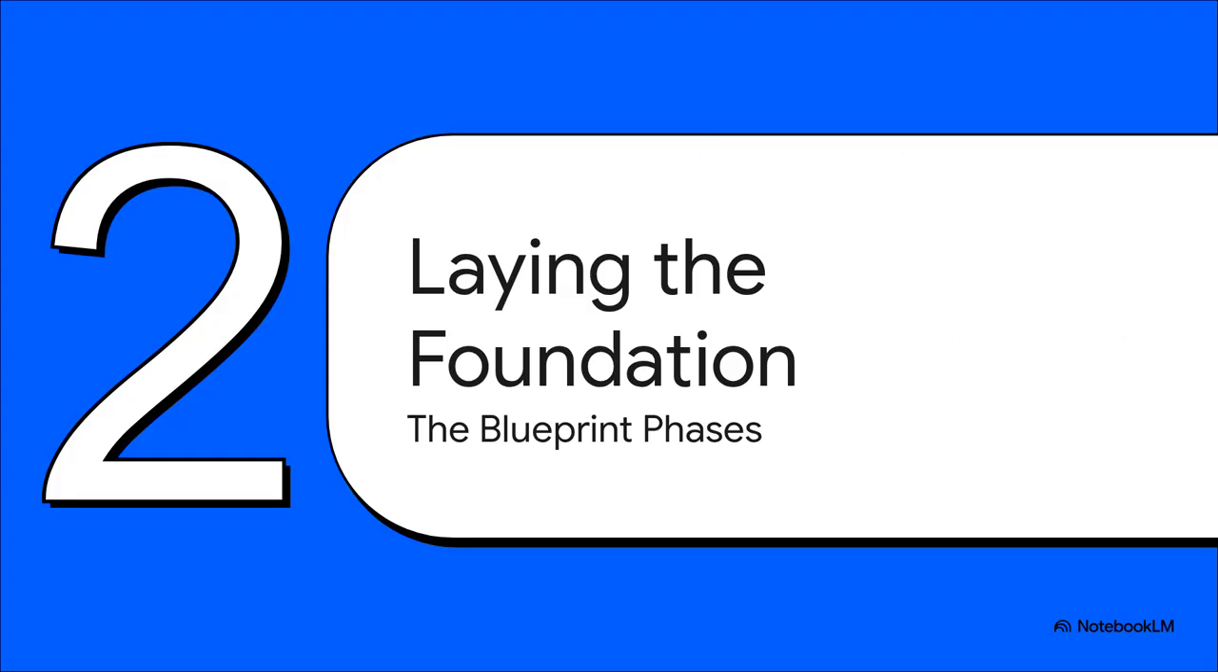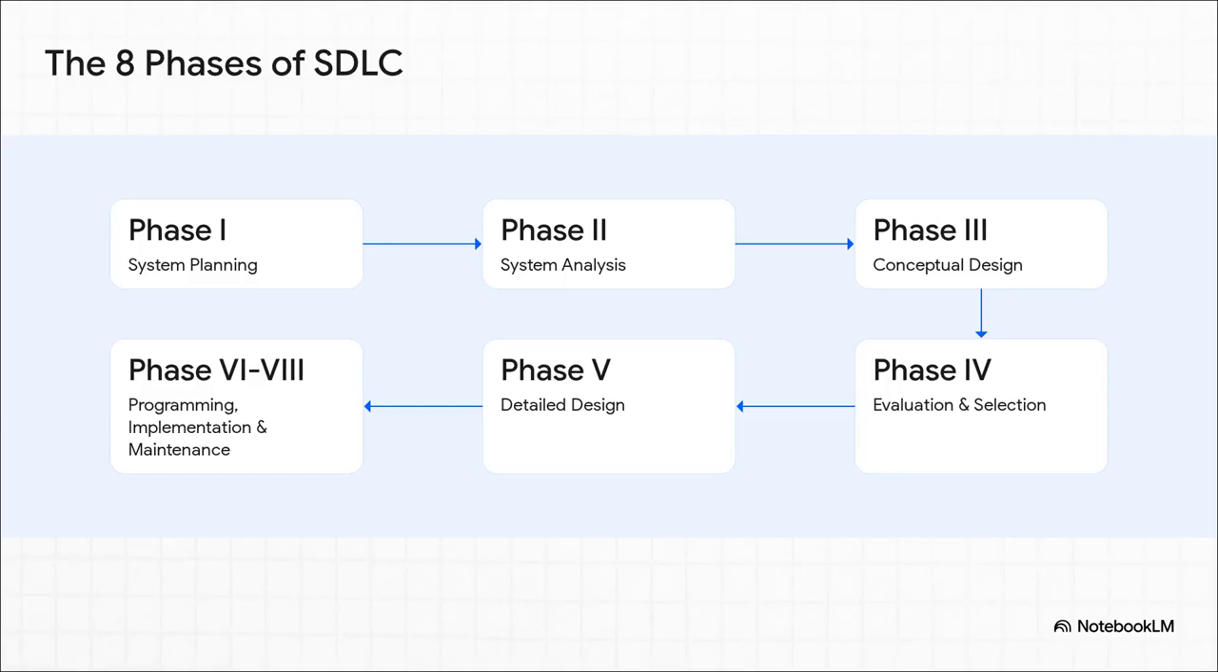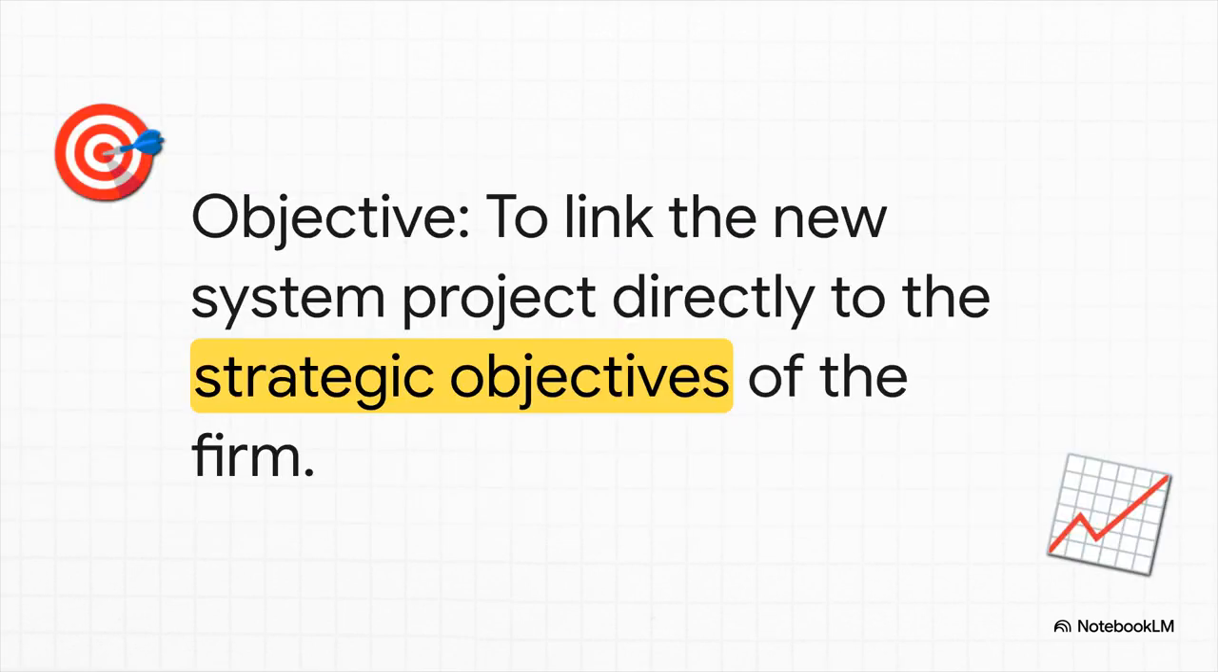All right, so the team knows who they are, and they have a general direction: build or buy. Now it's time to actually lay the foundation. We're diving into the blueprint phases of the SDLC, where the whole project really starts to take shape. And here it is, the whole 8-phase journey laid out for us. You can see how it starts really big picture, super high level, and then it just drills down, getting more and more specific as we go, from analyzing the problem to designing the solution, building it, launching it, and then keeping it alive. Everything kicks off right here in phase 1, system planning.